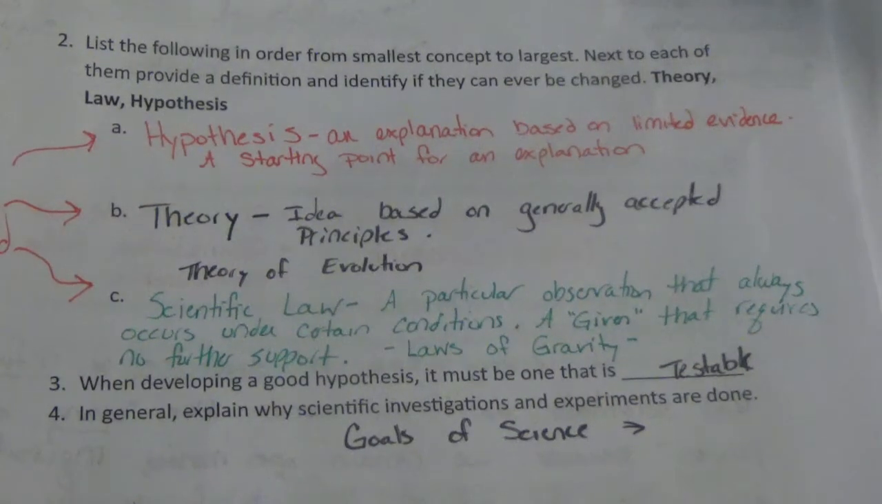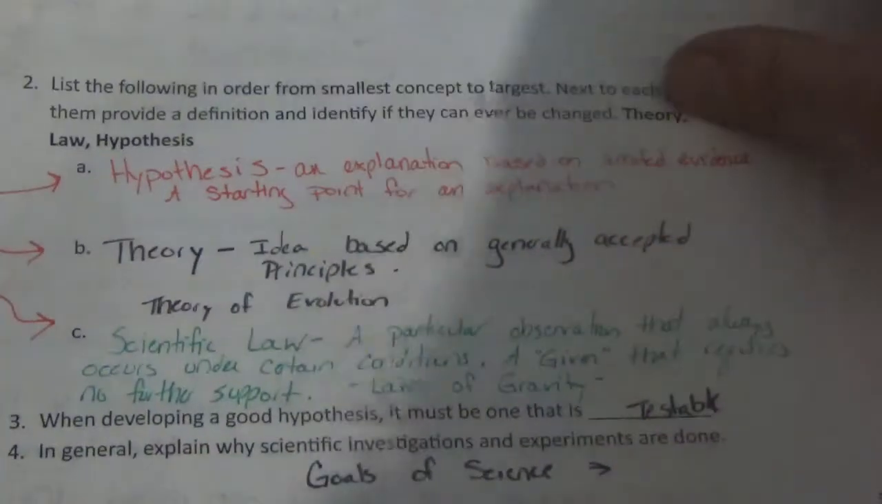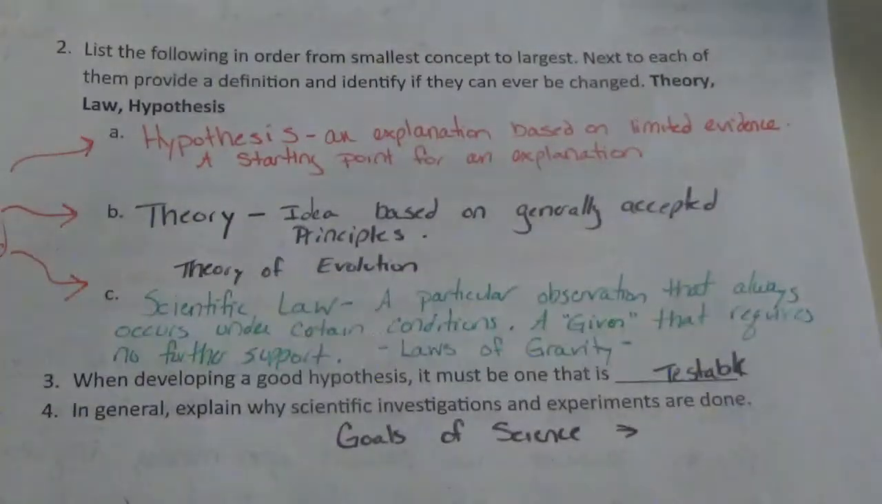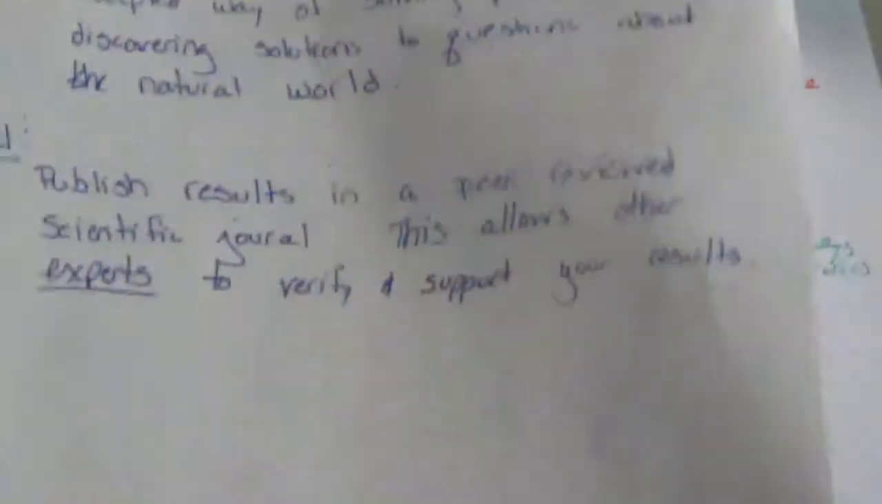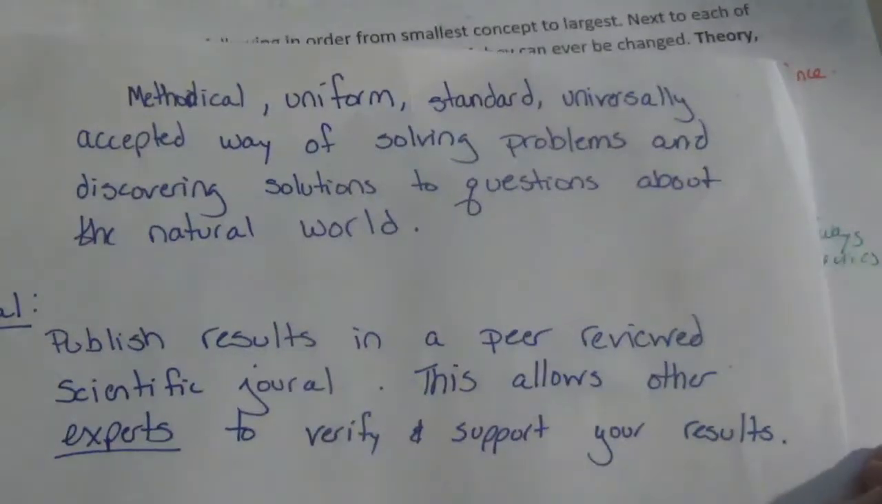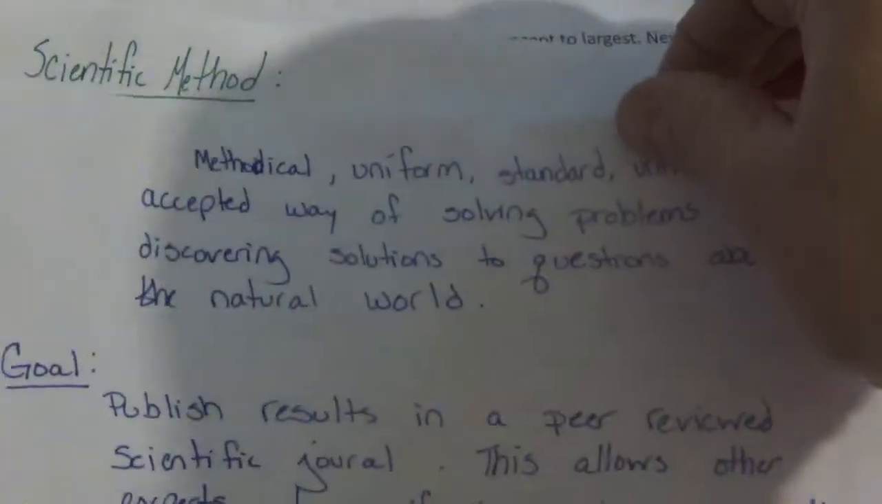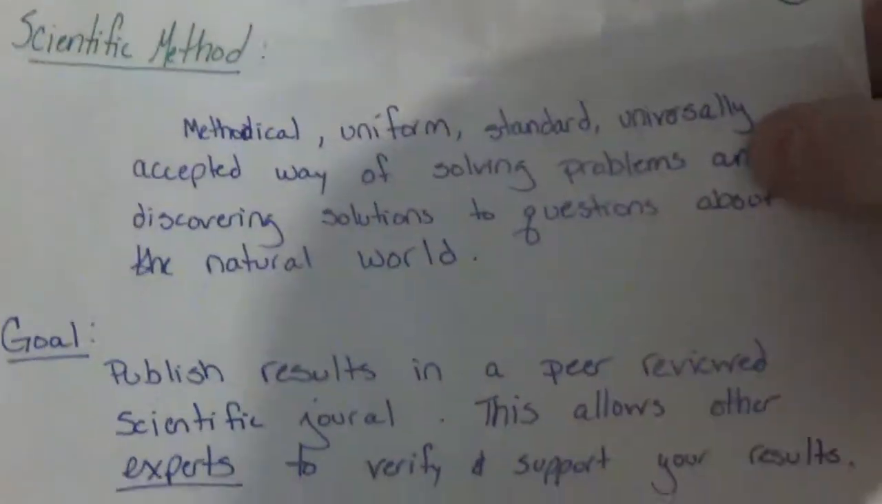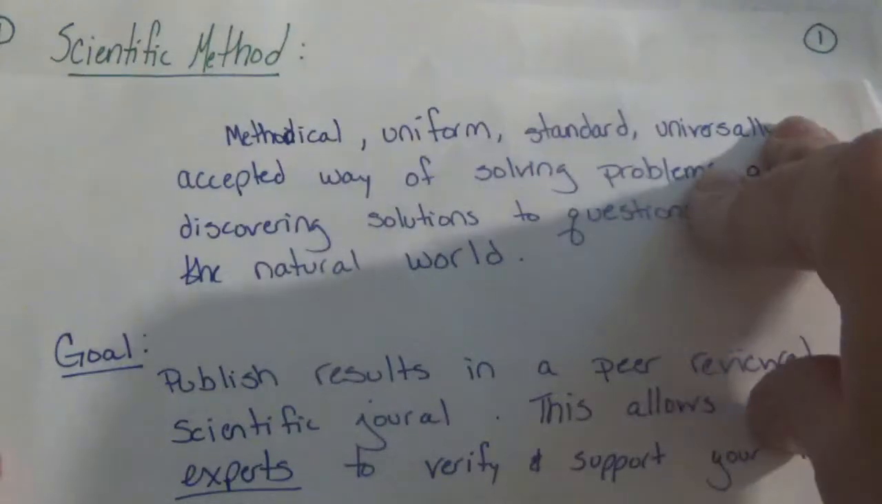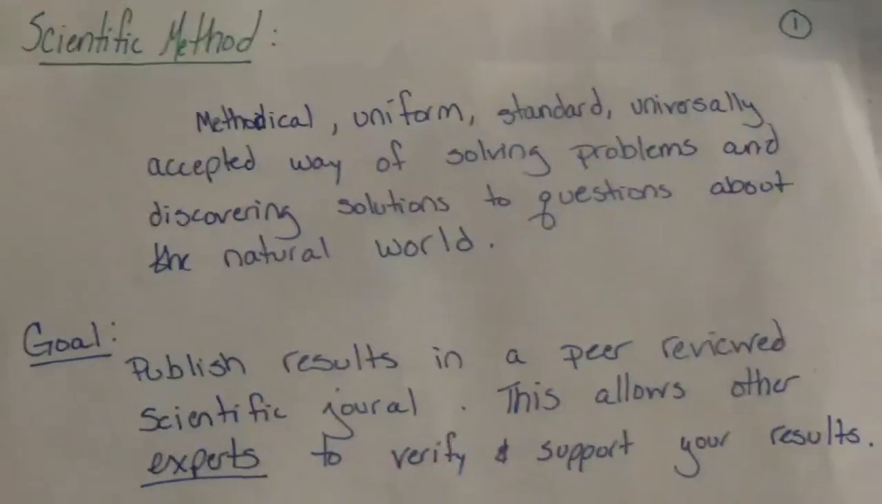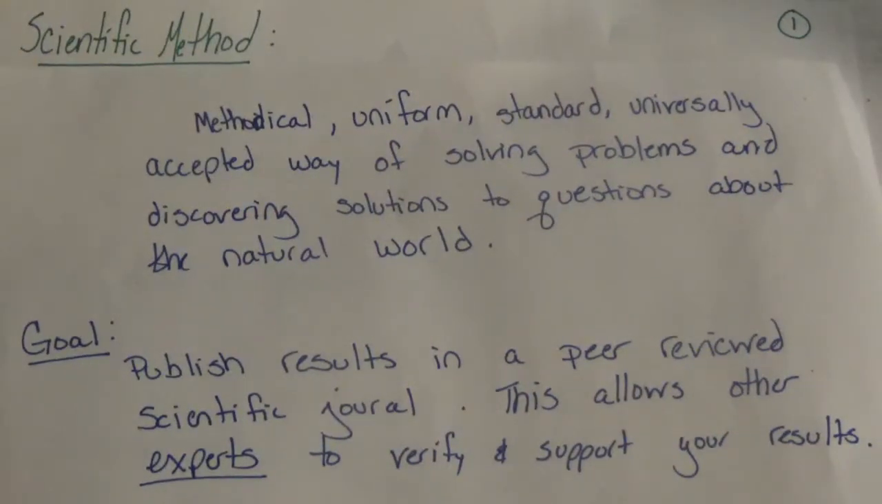When developing a good hypothesis, it has to be testable. And the next question is, explain why scientific investigations and experiments are done. I wrote that on a separate sheet. Scientific investigations use the scientific method. The scientific method is a methodological, uniform, standard, universally accepted way of solving problems and discovering solutions to questions about the natural world.